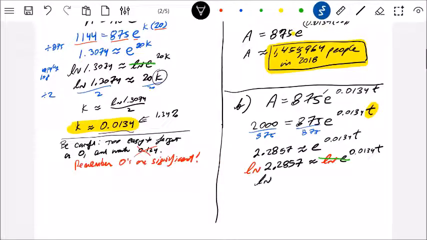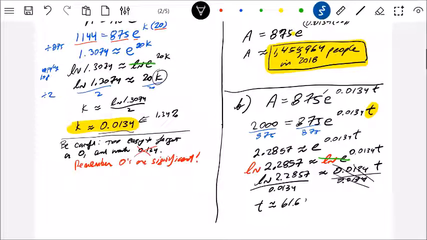So now we have the natural log of 2.2857 is approximately 0.0134 t. So we divide by 0.0134. Divide by 0.0134. And that means that these cancel here. And so we get t is approximately, once you put that into the calculator, divide it, 61.69.